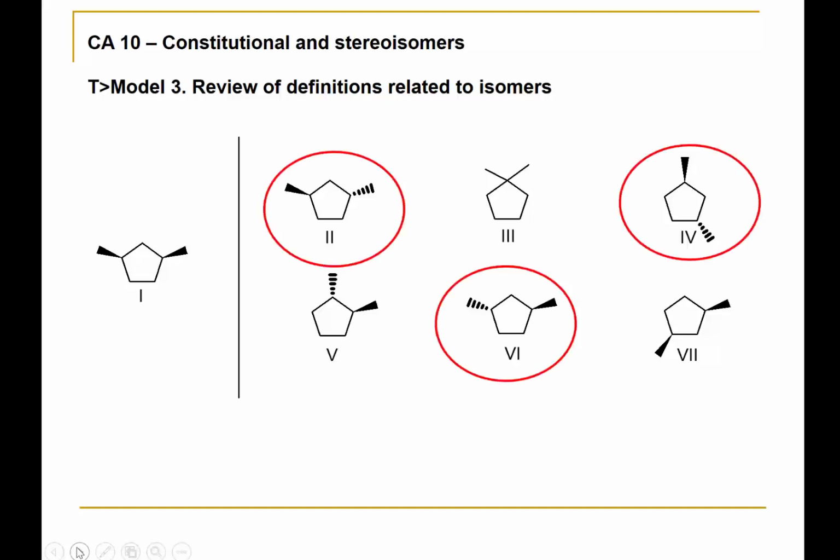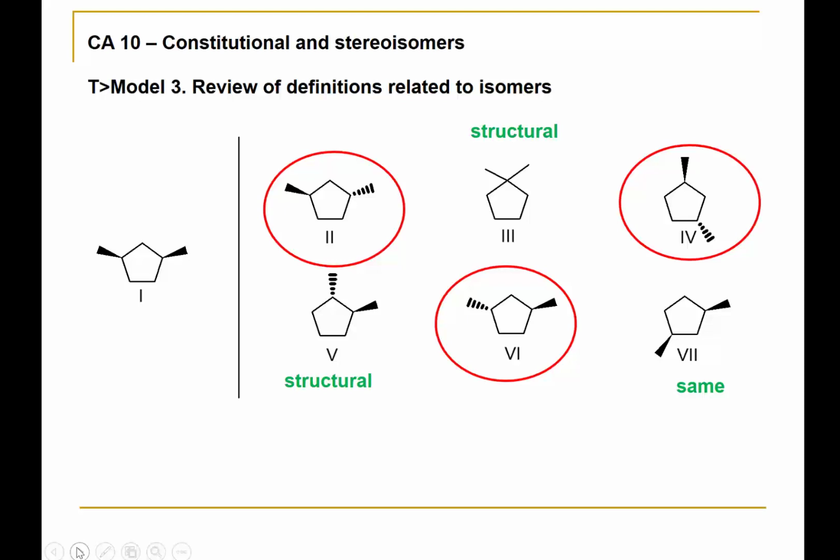Considering the other structures, these are not stereoisomers for a few reasons. So for one, molecule number 3 is considered to be a structural isomer because it has a different atom connectivity compared to 1. Molecule 5 is also a structural isomer. It is 1,2-dimethylcyclopentane. Note that it has a different name than molecule number 1. And as it turns out, molecule 7 is exactly the same structure as molecule number 1.